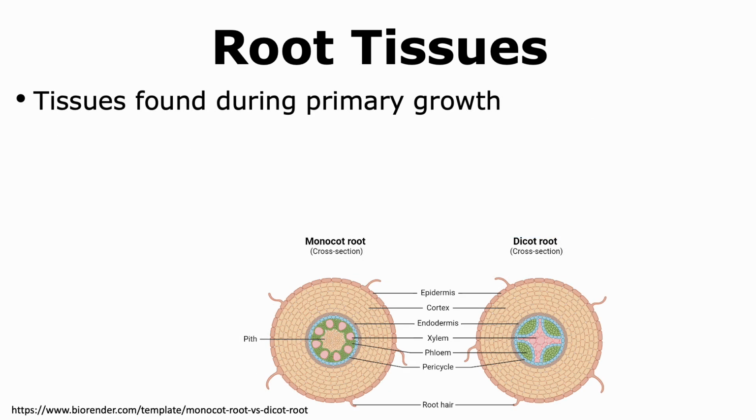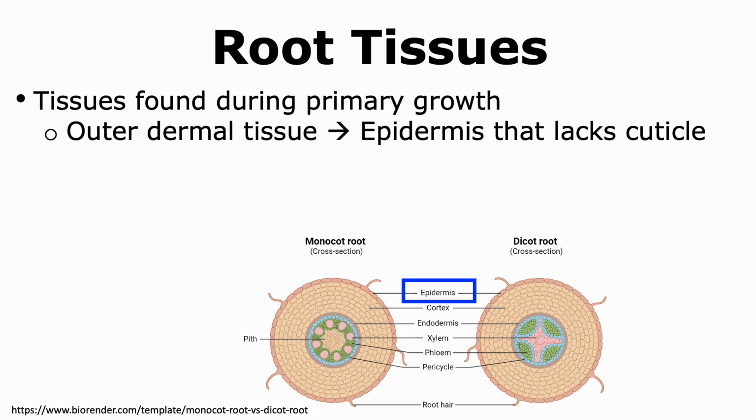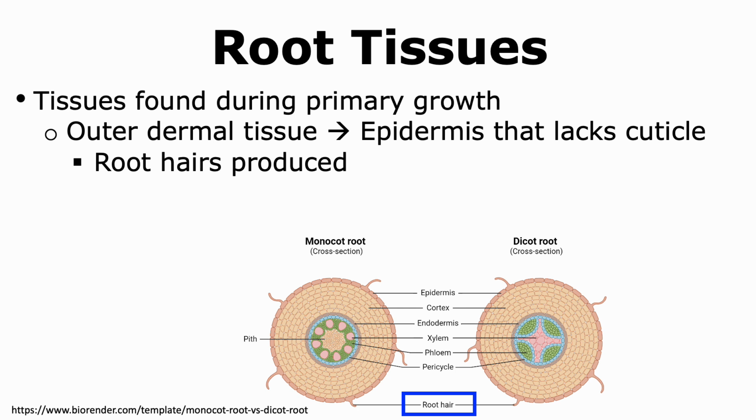The different tissues found in roots include the outer dermal tissue, which forms the epidermis. The epidermis of roots lacks the cuticle, which is a waxy substance that prevents water loss. They're usually found in the epidermis of stem and leaves, but not in roots. The epidermis cells do form root hairs that allow better absorption of water.